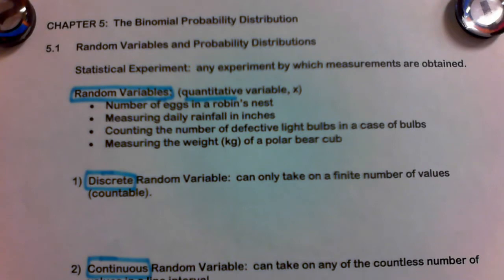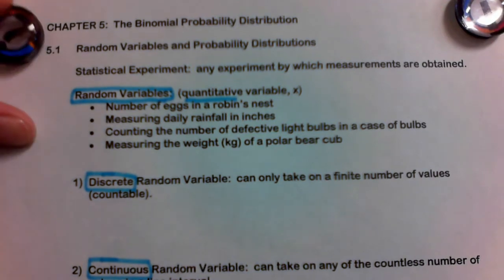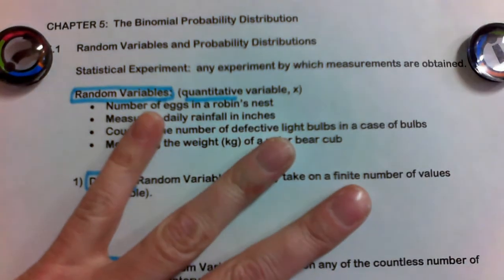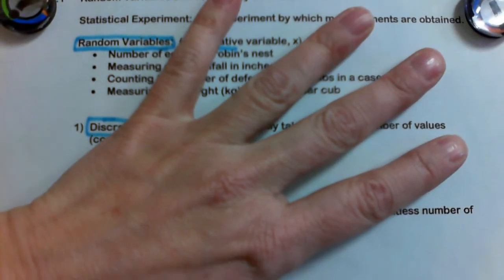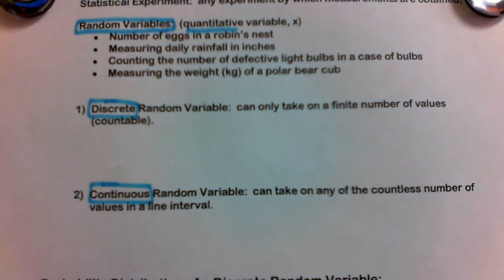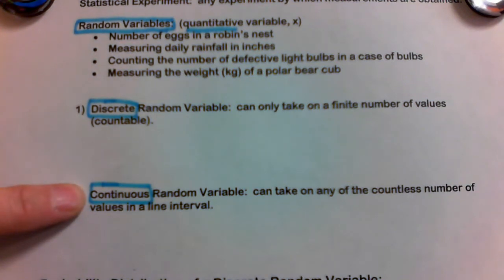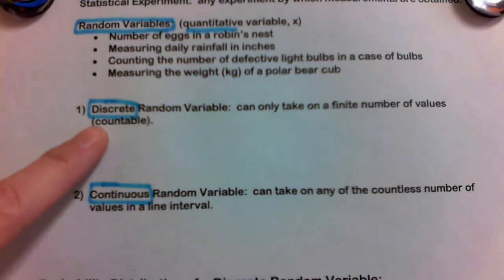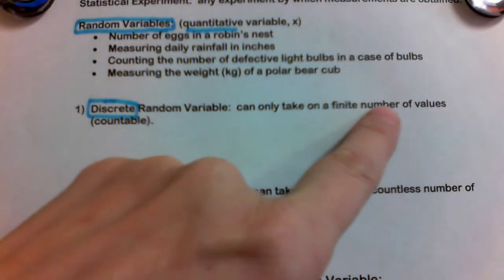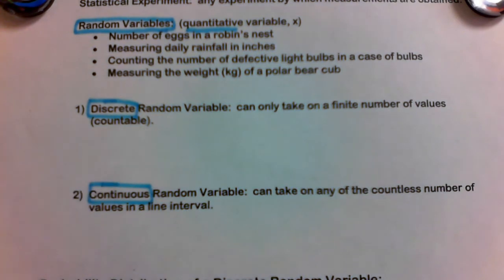Now, one of the things that you're going to be asked to do is you will at times be given a list of random variables, and you will be asked what type of random variable they are. Well, in that type of question, I am asking, is that random variable known as a discrete random variable or a continuous random variable? So let's look at what those definitions are. Discrete can only take on a finite number of values. It's countable. So that would be 0, 1, 2, 3, 4, 5.